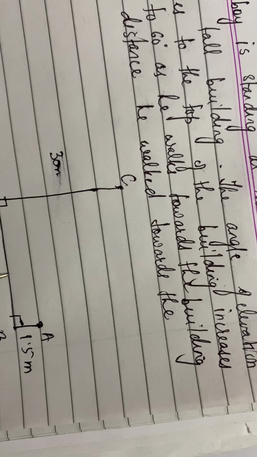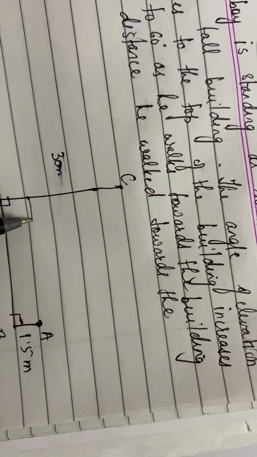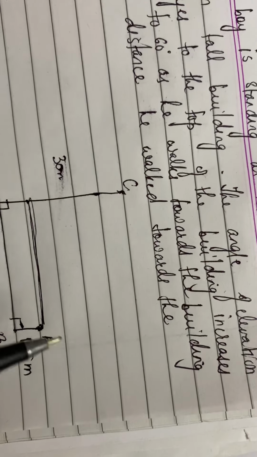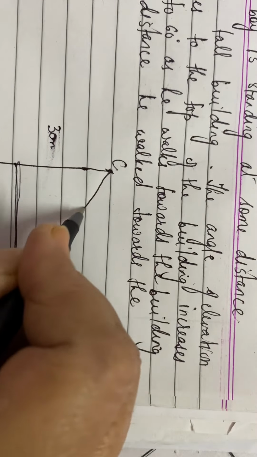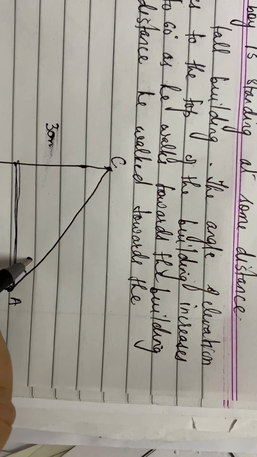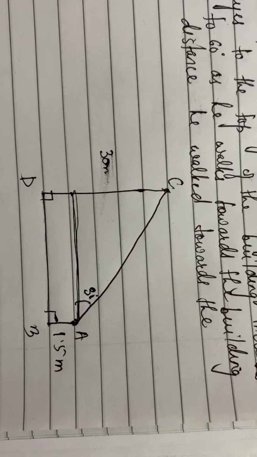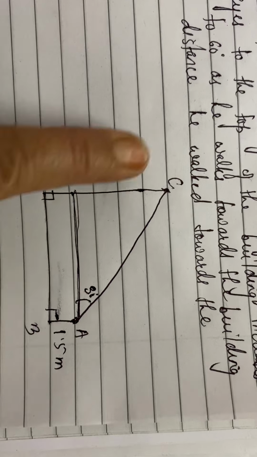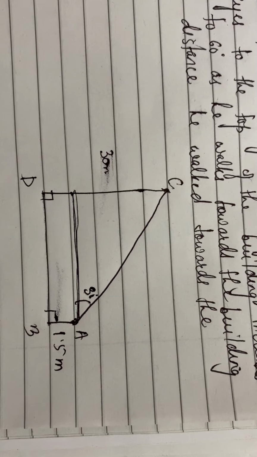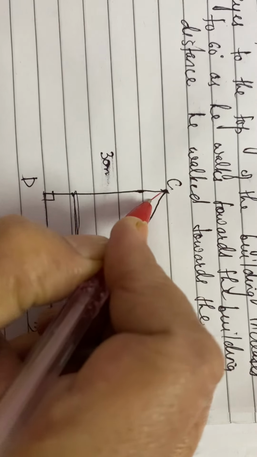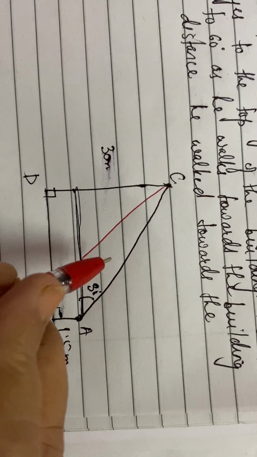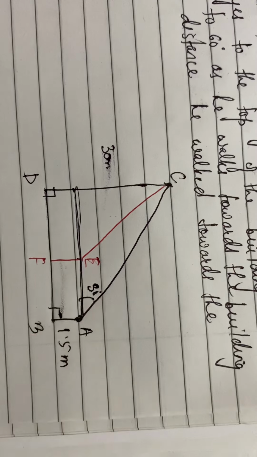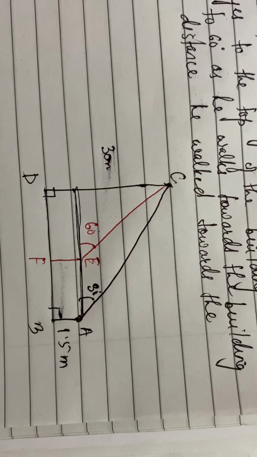It says the angle of elevation increases as he walks towards the building. So naturally we need the horizontal line. From this horizontal line, the angle of elevation is 30 degrees first. So this is your angle of elevation, 30 degrees. Now this boy moves from this place to another place and again looks at the top of the building such that the angle of elevation becomes 60 degrees. So here we have the next position given by EF. This is the boy's position now such that the angle of elevation is 60 degrees.